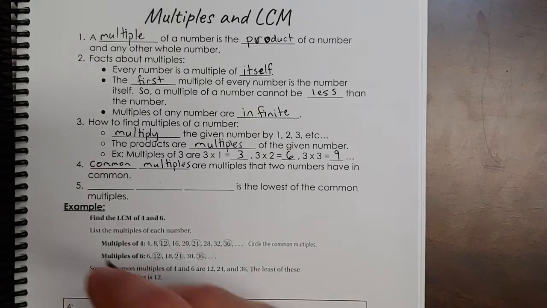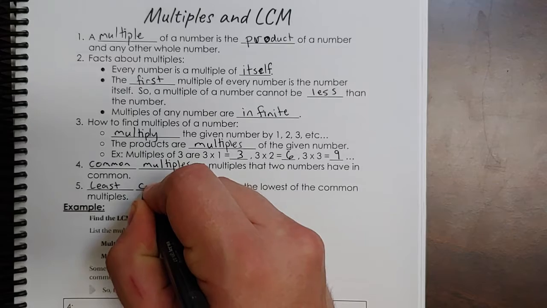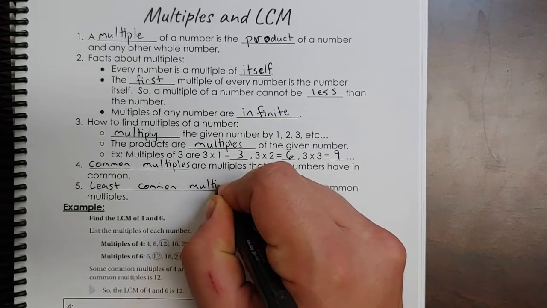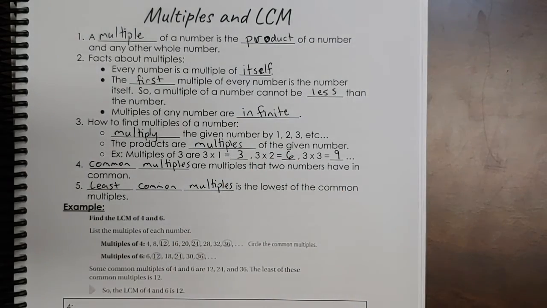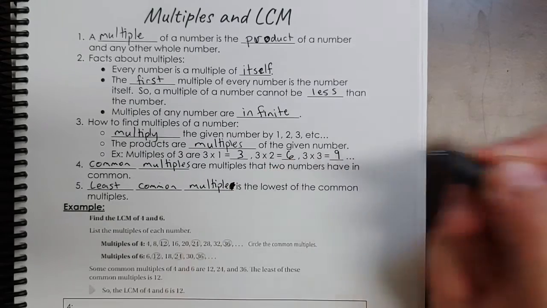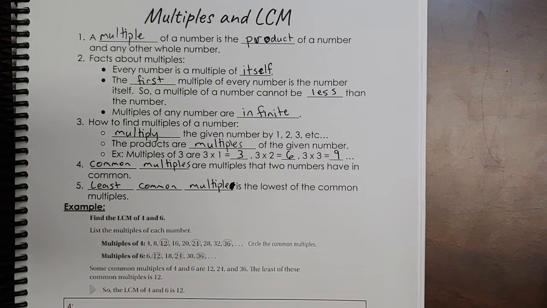But what we're going to look at are least common multiples. And least common multiple is the lowest common multiple. So it's the smallest number that is common between the two numbers, or three numbers.